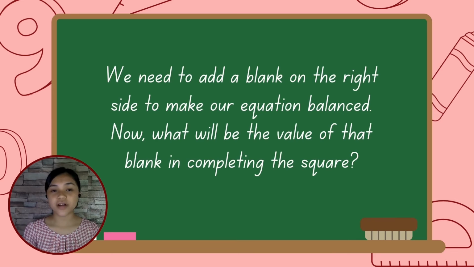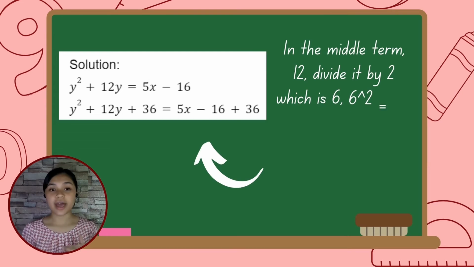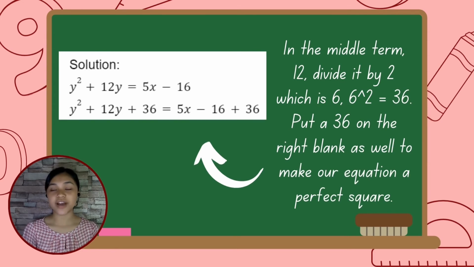Now what will be the value of that blank in completing the square? In the middle term, we have 12. Now divided by 2, which is 6. 6 squared is equal to 36. We'll add 36 on the right blank as well to make our equation balanced.